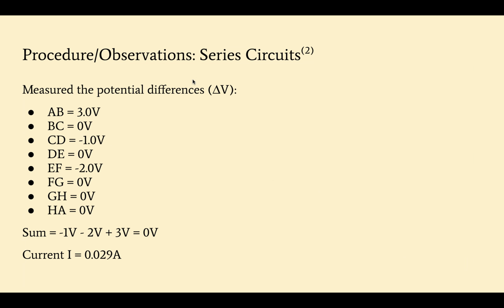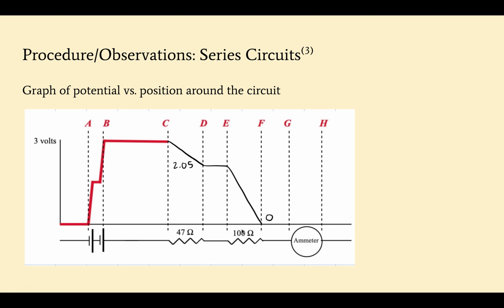And then moving on with the series circuits, we measured the potential differences across the circuit at each of the nodes, which are shown here. And then we got the sum was 0 volts, which matches the loop rule. And then once again, this was the current that we measured. And then we also completed the graph of potential versus position that we were given. Batteries raise the potential, and then wires have a negligible effect on the potential, and then the resistors lower the potential.